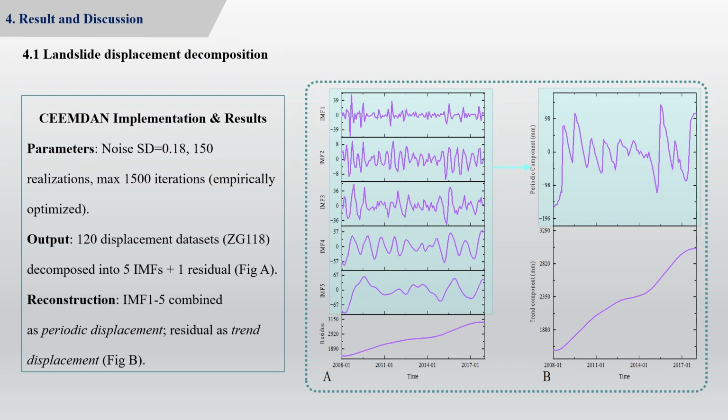Using CEEMDAN, the displacement data is decomposed into 5 intrinsic mode functions, IMFs, and a residual. The residual, representing long-term environmental trends, is treated as the trend component. The 5 IMFs, driven by seasonal and short-term influences, are combined and treated as the periodic component to reduce computational complexity.